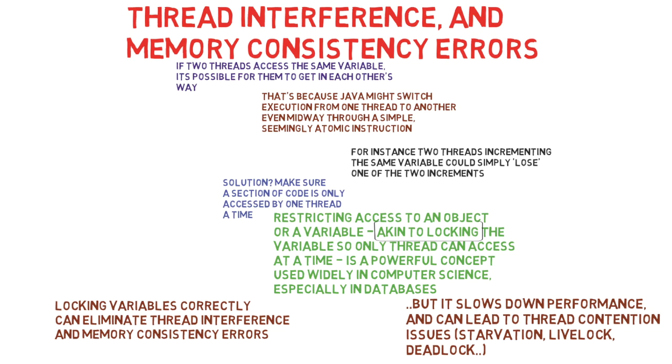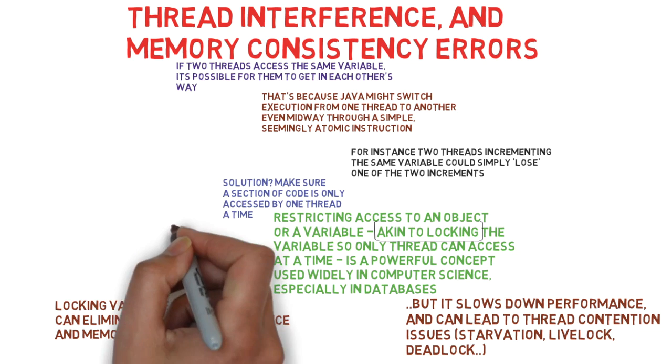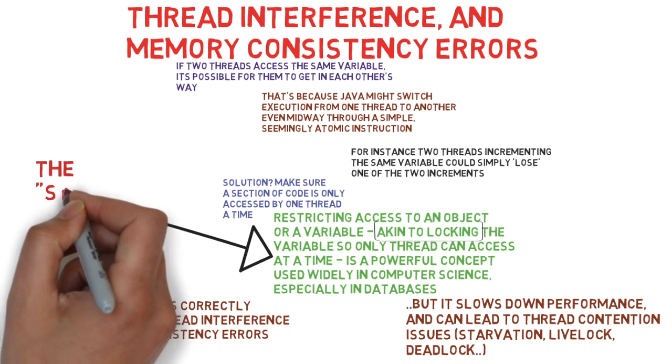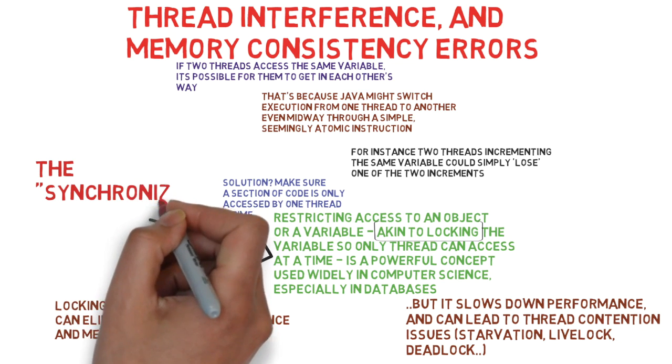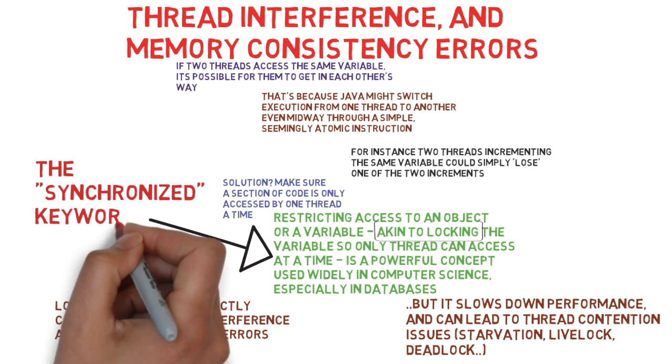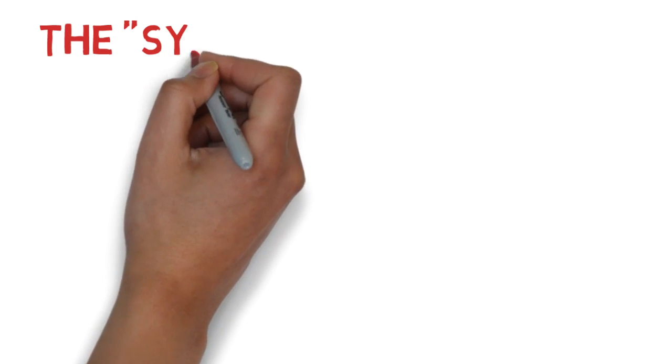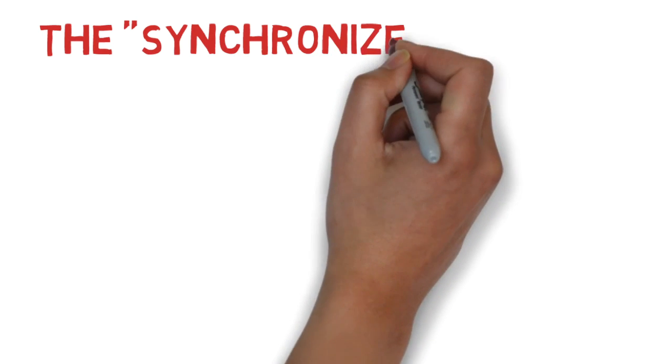Thread contention can be due to starvation, live locks, or deadlocks. We'll go into the details of what these mean. However, all three of these conditions effectively mean that a particular thread can no longer make progress. Now, locking of a variable is done in Java using the synchronized keyword. Let's look at the synchronized keyword.